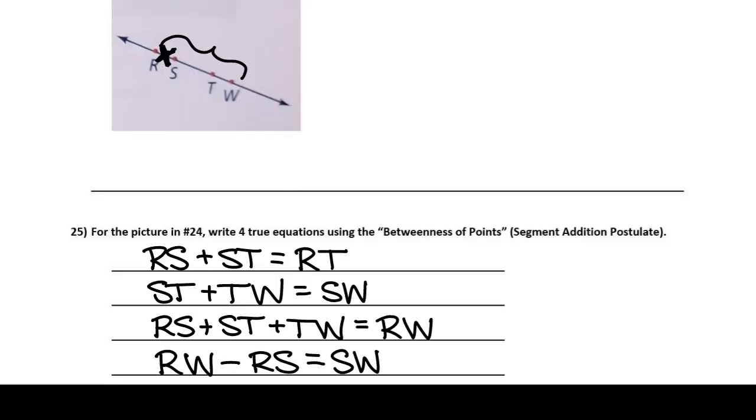What else would you guys like to see? Number which one? Number 3, absolutely. Let's go back to the front page and do number 3.